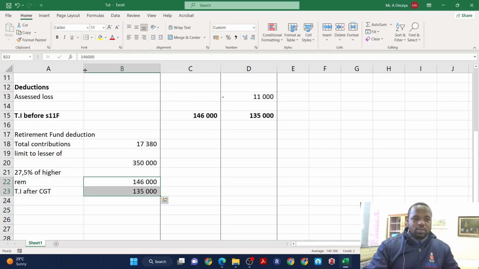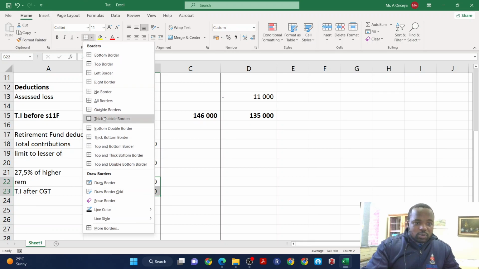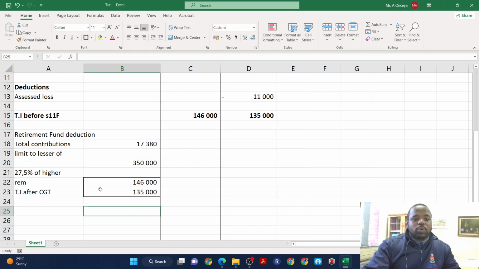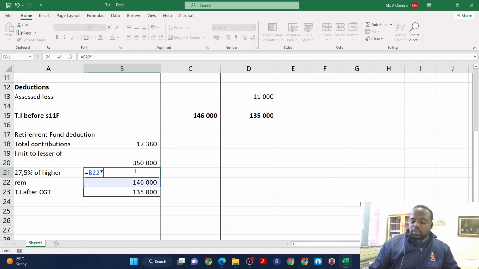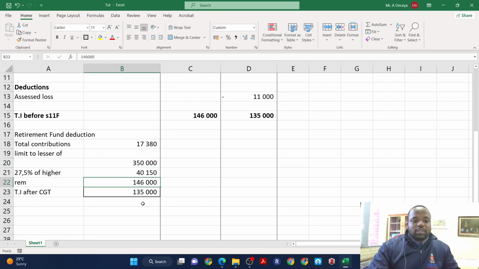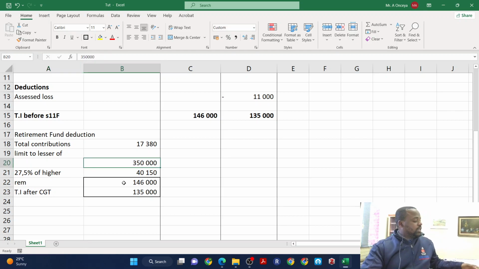So ring-fence these. We must choose the higher between these two. Obviously, the higher between these two is the 146,000. So we multiply that by 27.5%. You say 27.5% of the higher between remuneration or taxable income after CGT. This amount is legislated, it doesn't have a name. You just know the first one is 350,000 rands.